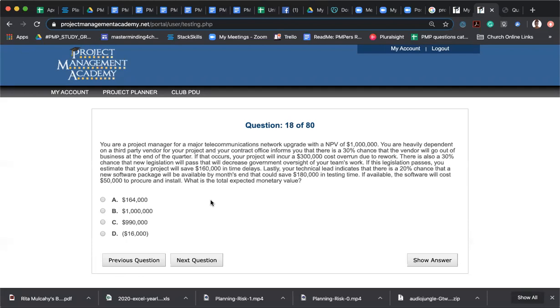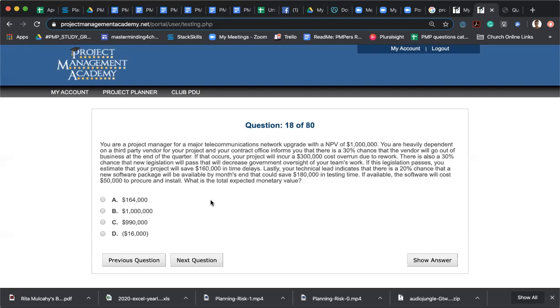Lastly, your technical lead indicates that there's a 20% chance that a new software package will be available by month's end that could save $180,000 in testing time. If available, the software will cost $50,000 to procure and install. What is the total expected monetary value? Okay. So it's a probability, so it's whatever percent times the value. That's something I know.